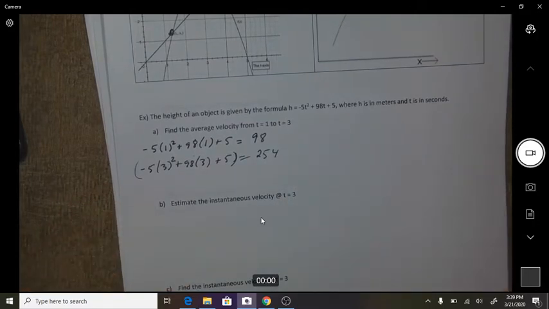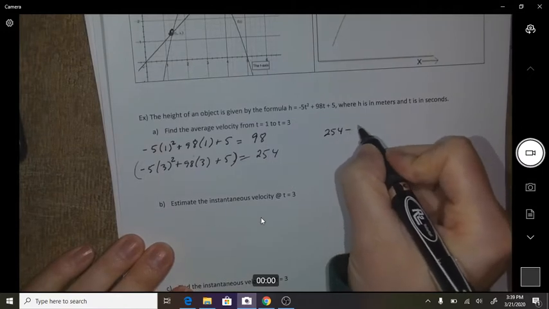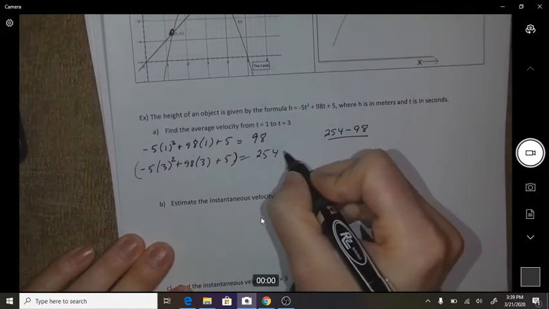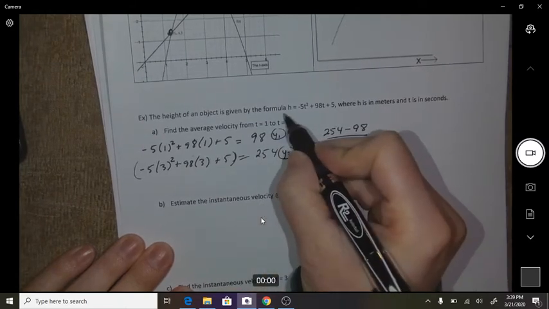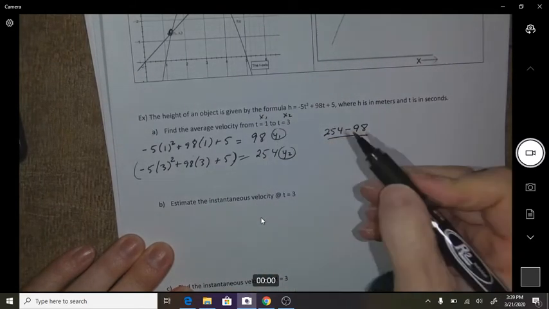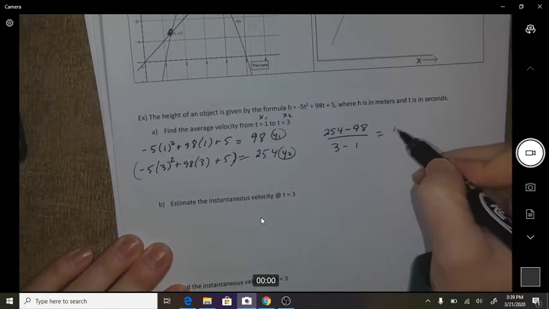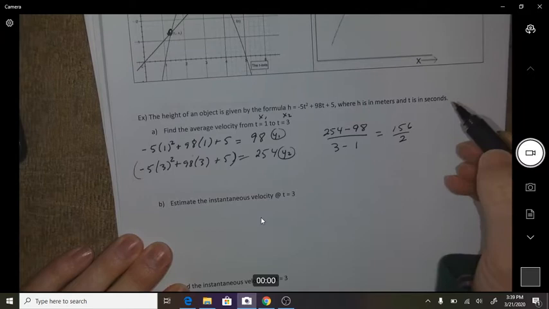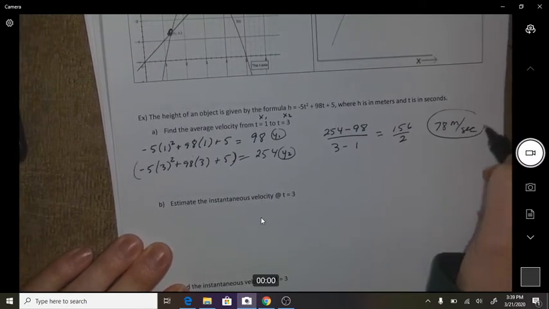Okay, so now we can do our y2 minus y1. y2 minus y1, so then this would be x2 and x1. Okay, so if I divide 156 by 2, I get 78 meters per second.